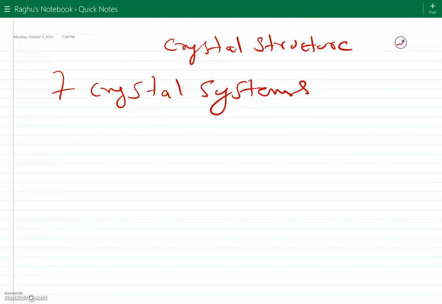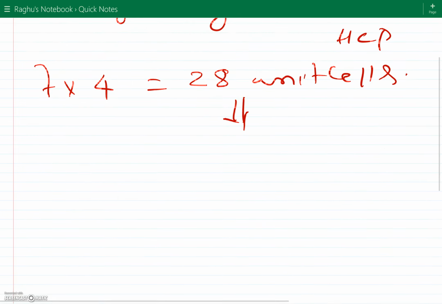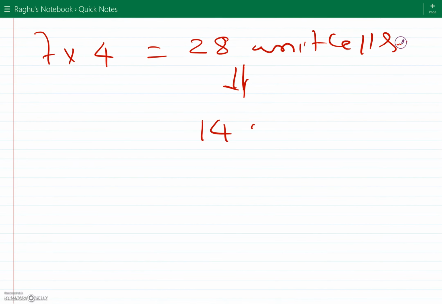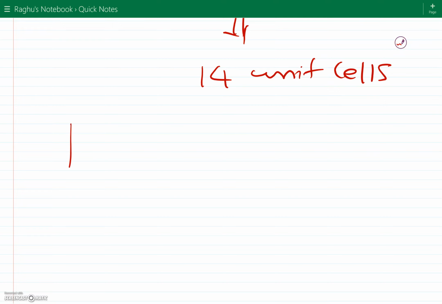The most important two things we're going to do here are the cubic structure and the hexagonal close-packed structure. Each of these crystal systems can have several unit cells, so you're going to have 28 unit cells. But obviously this 28 is going to transform into 14 unit cells, and we showed how one of them transforms. Everything is going to have a simple structure, a body-centered structure, a face-centered structure, and a base-centered structure.